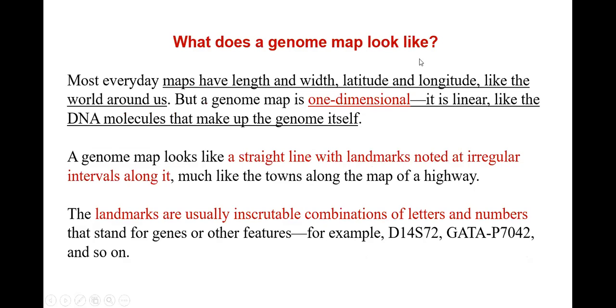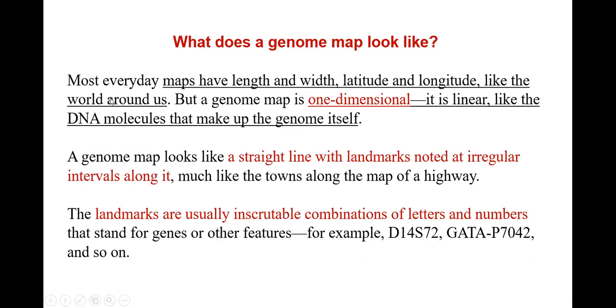What does the genome map look like? As we have already seen, most everyday maps have length, width, and longitude, like the world around us. But the genome map is not three-dimensional. It is one-dimensional, just linear, from 1 nucleotide to 3.2 billion nucleotides, a full stretch like a book. The genome map looks similar to that, but it gives a specific distinction of chromosomes 1 to 22 and the sex chromosomes.